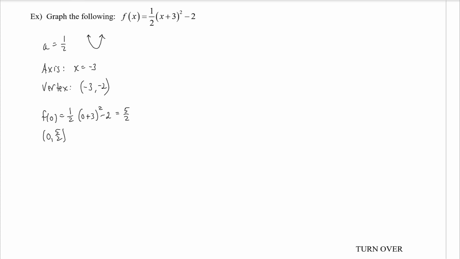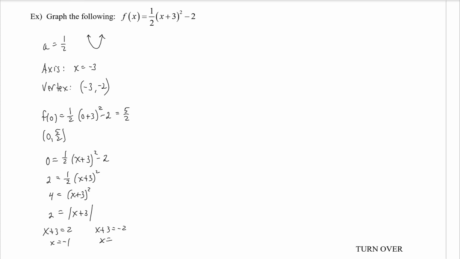And then if you want your x-intercepts, you're going to plug 0 in for y. Then you've got to solve this for x. So we're going to do that quickly here. No need to do the quadratic formula. You just simply solve this equation real quick. So square root both sides, you're going to get 2 equals absolute value of x plus 3. So we get x plus 3 equals 2, so x is -1. Or you get x plus 3 is -2, so x is -5.